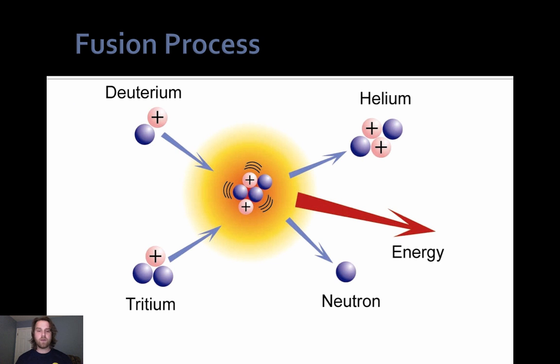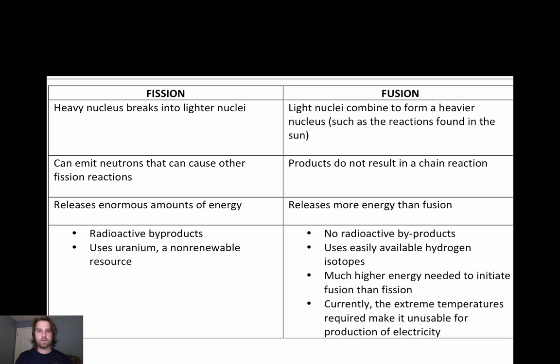Here's the fusion process. We've got deuterium and tritium on the left going in, and you form a helium nucleus and a neutron, plus a lot of energy being released. Here's a little table detailing fission and fusion. Fission is the breaking apart of a nucleus, and fusion is 2 nuclei coming together to make 1 nucleus. On the right-hand side, the third one down, it should say fusion releases more energy than fission, not fusion releases more energy than fusion. So just a little correction there.